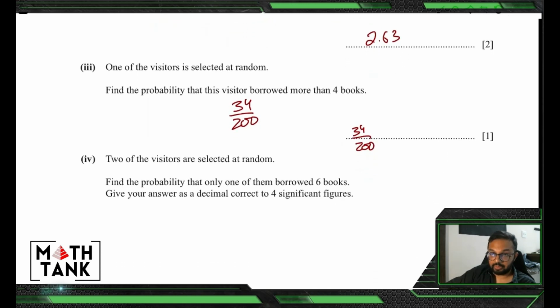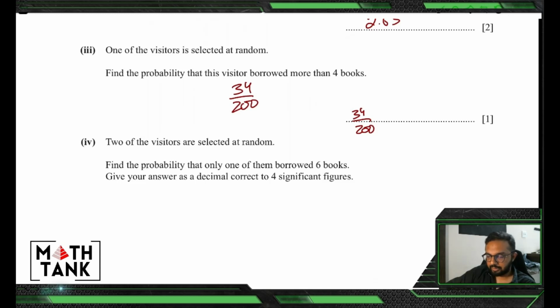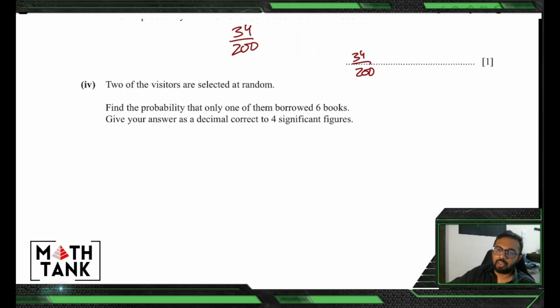Okay, now this one, although it's a probability question, since it has come up, I'm just doing it here. It says two of the visitors are selected at random. Find the probability that only one of them borrowed 6 books. Give your answer as a decimal correct to 4 significant figures. So remember that this is always a 3-mark question. Why is this a 3-mark question? There are two things about it. One is that when you select 2 visitors, the number of visitors will fall. So the first denominator is going to be 200 and the next is going to be 199. Now what are the numerators going to be? They're going to be 6 and 6 not.